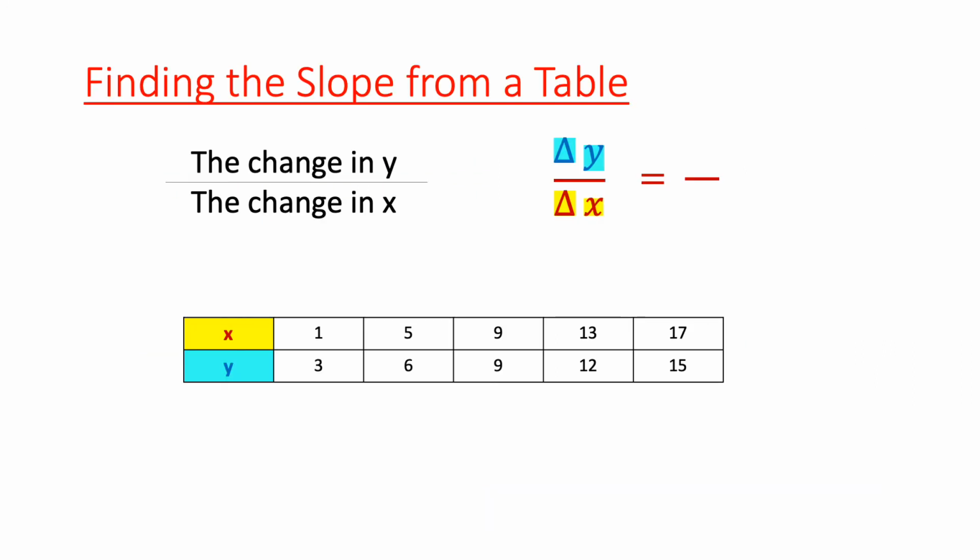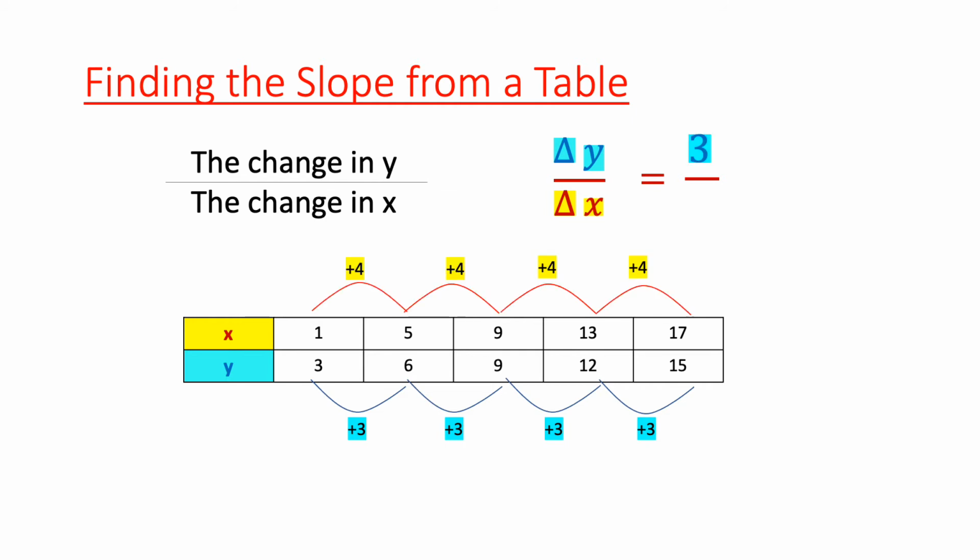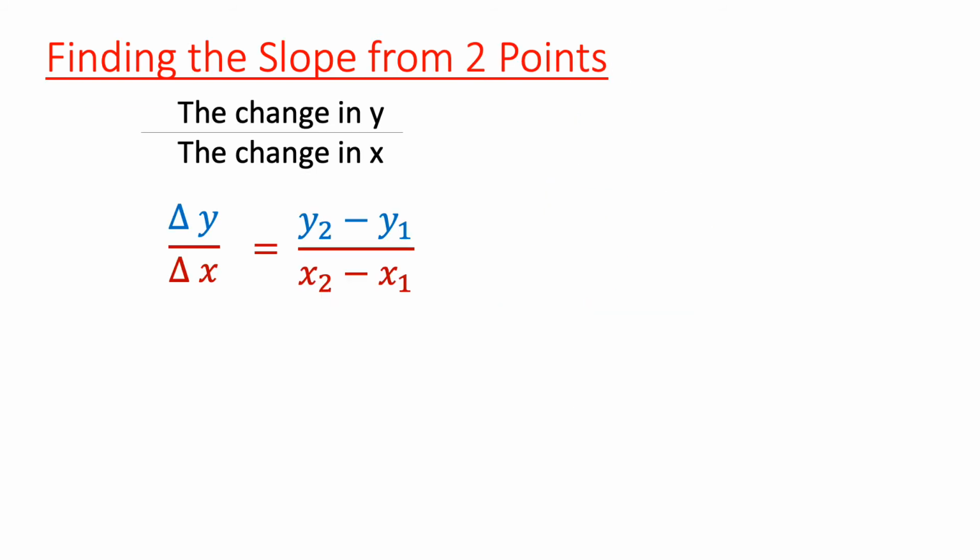We can also find the slope from a table in a non-direct variation. This is not a direct variation. This is not proportional. So we look at the change in y over the change in x. Let's look at the numbers on the bottom. From 3 to 6 is plus 3. All of these have a relationship of adding 3. The change in x is always plus 4. So we see that the change in y over the change in x equals 3 over 4. The slope equals 3/4.